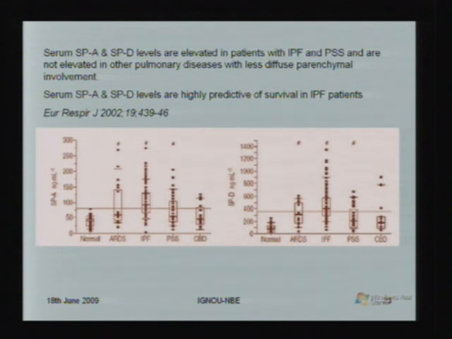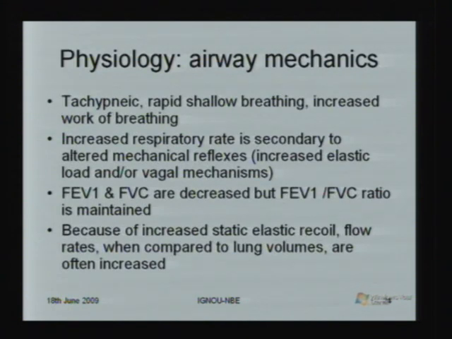Now, another important parameter is the serum levels of surfactant protein A and surfactant protein D. The levels are elevated in patients with IPF and progressive systemic sclerosis, and are not elevated in other pulmonary diseases with less diffuse parenchymal involvement. So, the serum SP-A and the serum surfactant protein D levels are highly predictive of survival in IPF patients.